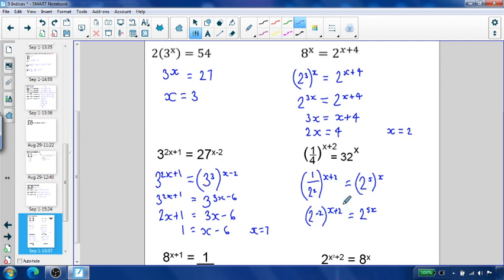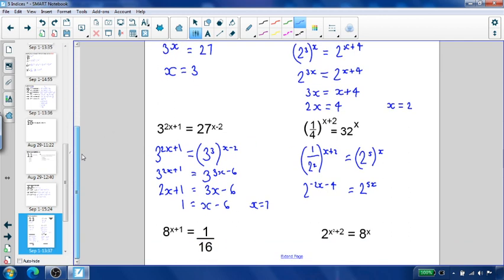Now I'm going to have to expand this part out. So I'll have 2 to the power of minus 2x minus 4. And just to make space, I'm just going to rewrite that there. So 2 to the power of minus 2x minus 4.